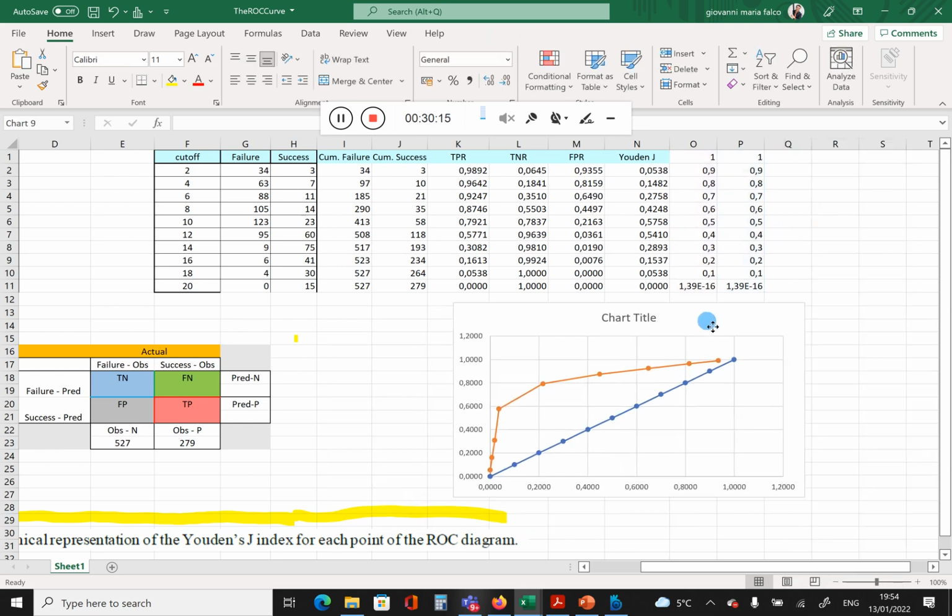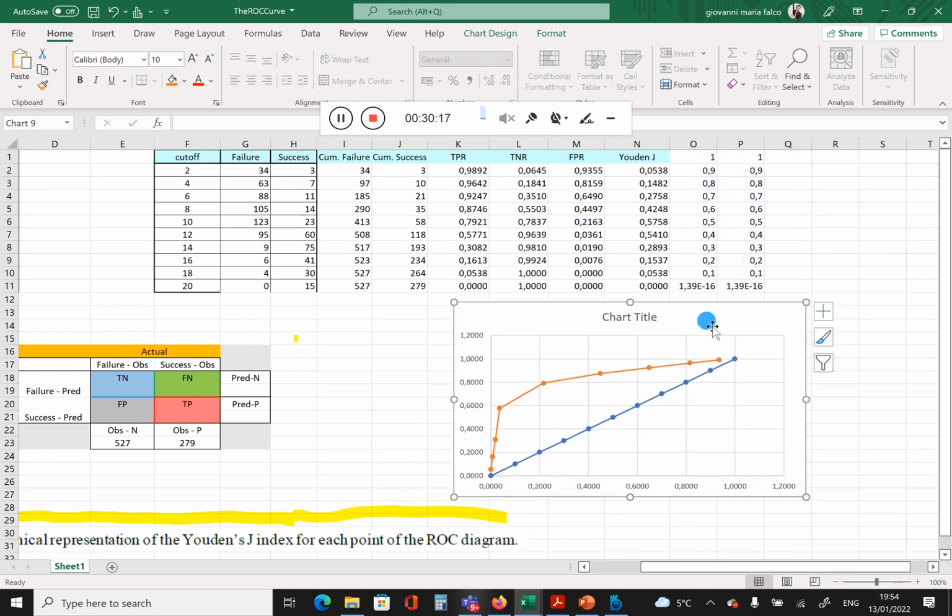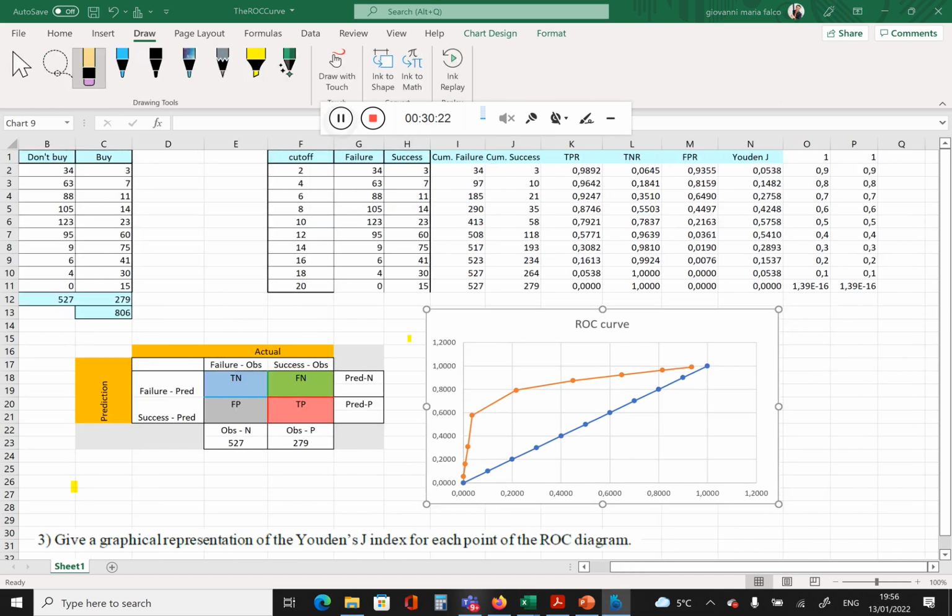Okay, so we have our ROC curve together with the diagonal line. Now I want to understand, for each value of the cutoff, what is the meaning on this diagram of the index j. If we take for example one value, this value of 10 for the cutoff, then we know that we are at this point. This is the classifier that we get.